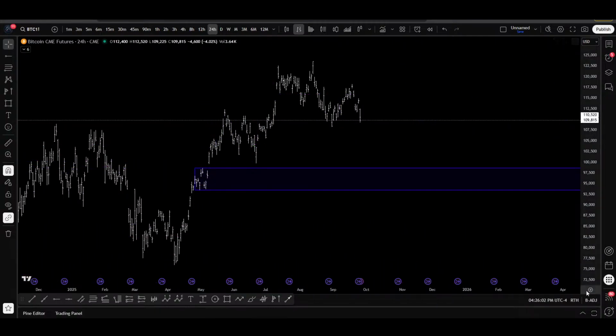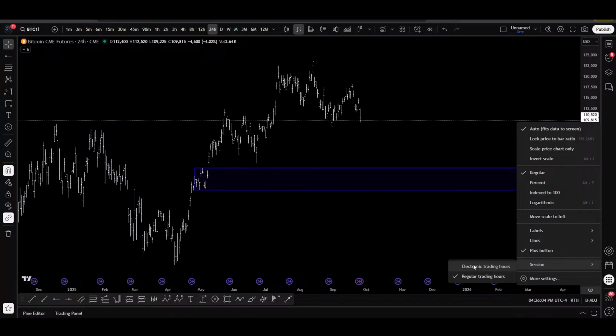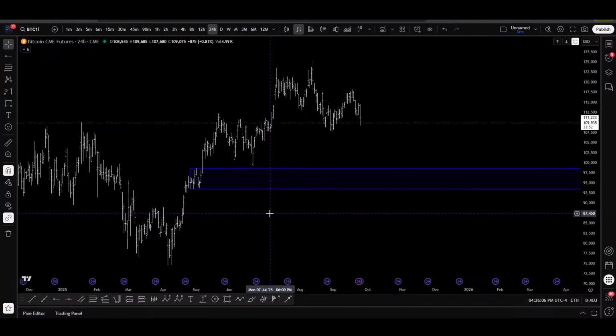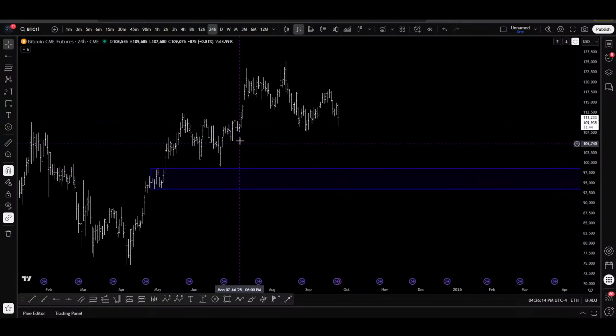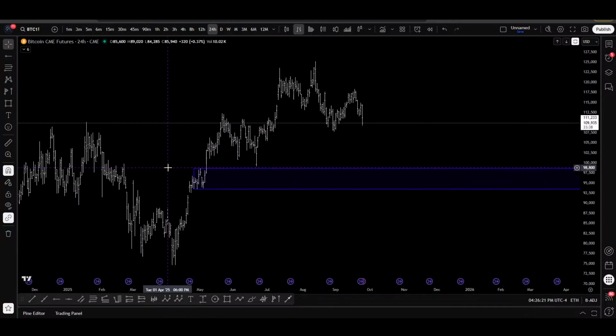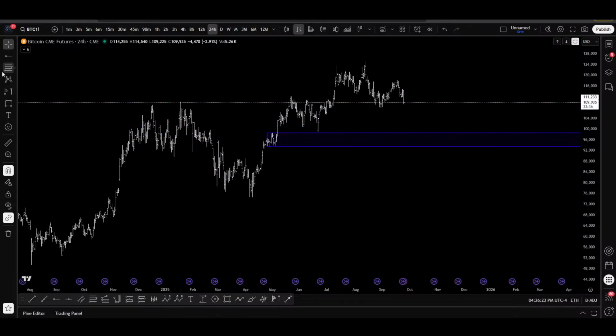I'm actually going to turn on the extended trading hours. Massive buy side imbalance. All right, so this area then becomes demand, because this is where demand came in before price broke out. We also had this high.